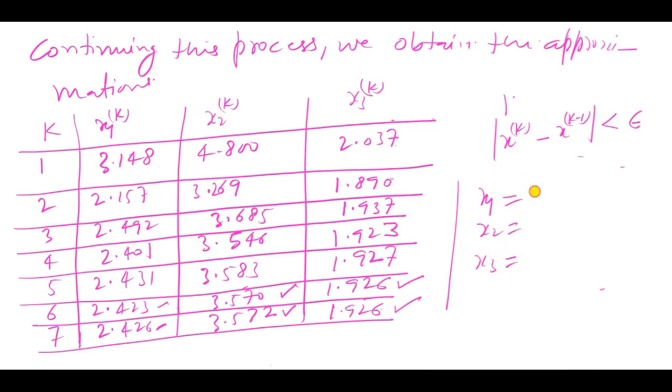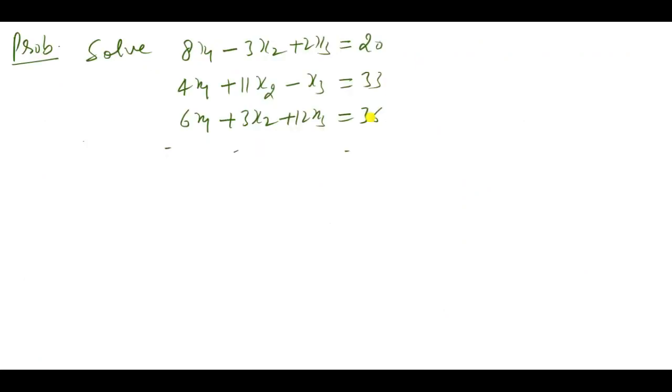We obtain the values x1 is 2.426, x2 is 3.572, and x3 is 1.926. So these are the solutions of the given problem with the help of the Jacobi method. Now I am taking another question related to the Jacobi method.